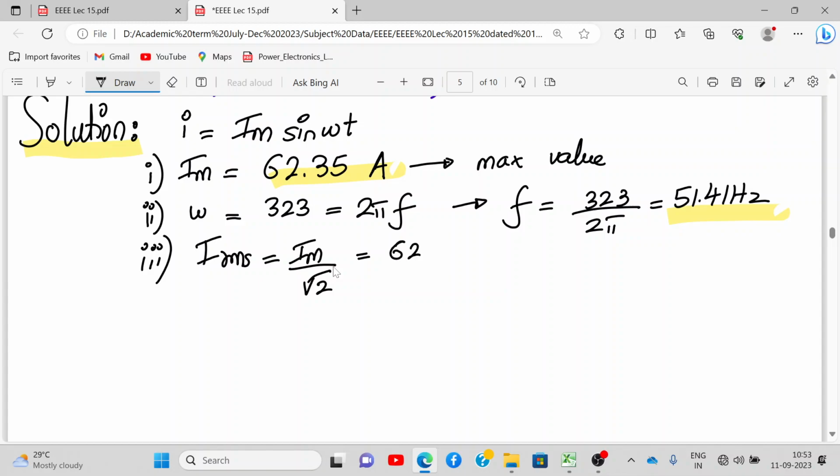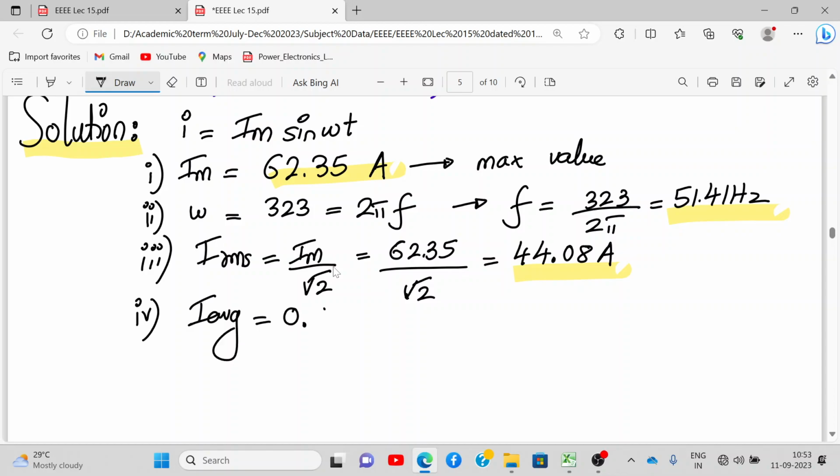What is Im? 62.35 divided by root 2. How much is that? 44.08. Please check. Okay. Next, what is average value? 0.637, which we derived today in example number 1, times Im. Now don't put I average 0 and put it in the exam. I have already explained how. So multiply this 0.637 times 62.35. How much is this? 39.72 amperes.